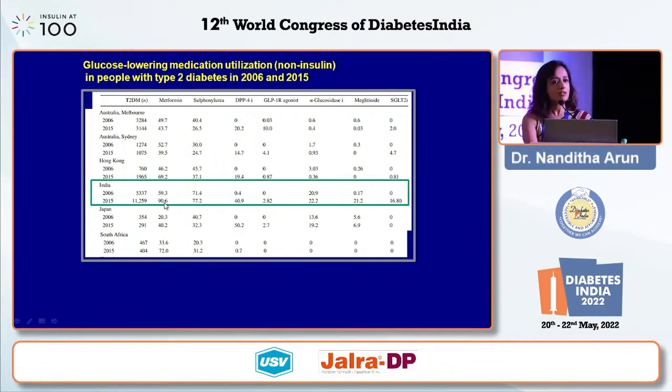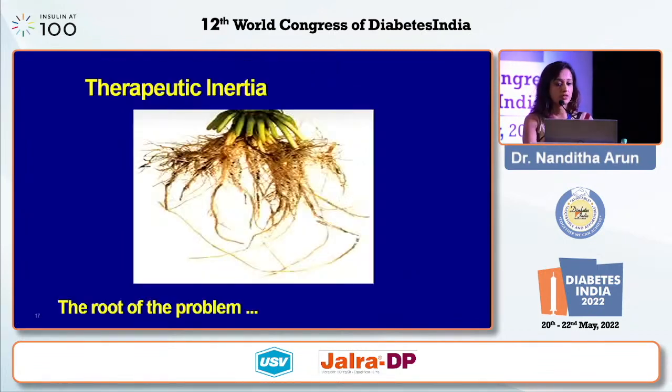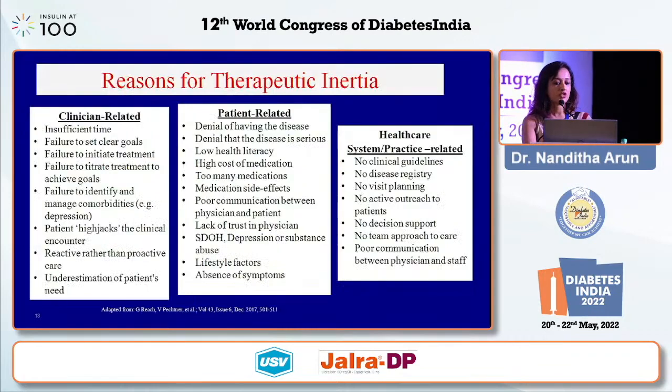So our patterns of prescriptions have changed, and we are definitely trying our best to intensify therapy, but is it good enough is the question. So where is the root of the problem? When it comes to therapeutic inertia, where is the problem actually? There are several reasons, and it can be either clinician related, patient related, or healthcare system related.